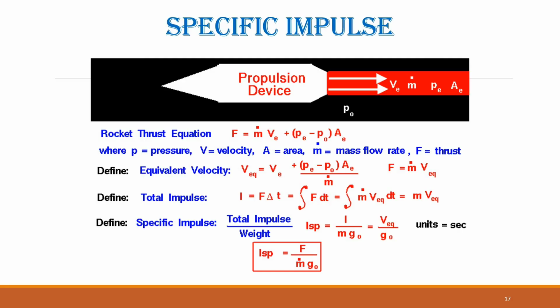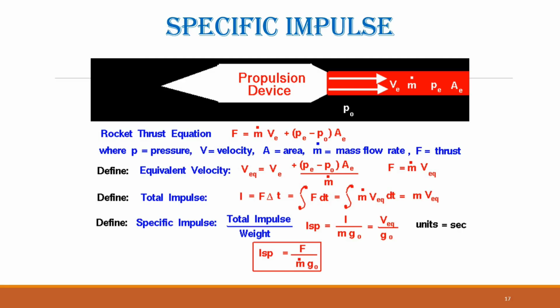When dealing with gases, the basic rocket thrust equation is: thrust equals mass flow rate of the exhaust at the exit multiplied by the exhaust velocity at the exit minus the free stream mass flow rate multiplied by the free stream velocity plus the difference between the exit pressure and the surrounding pressure multiplied by the exit area.